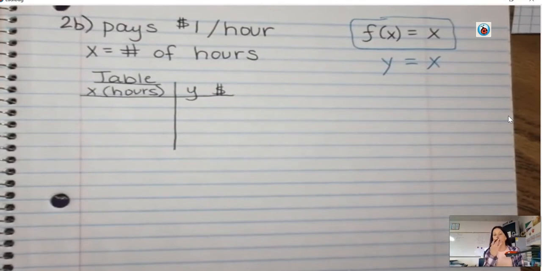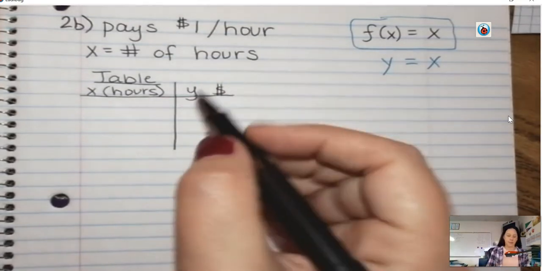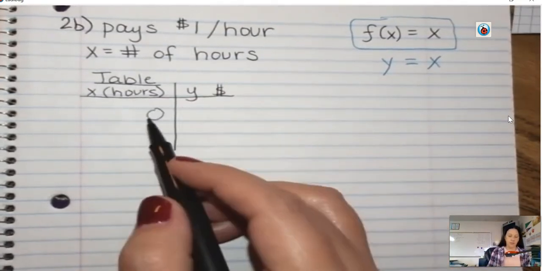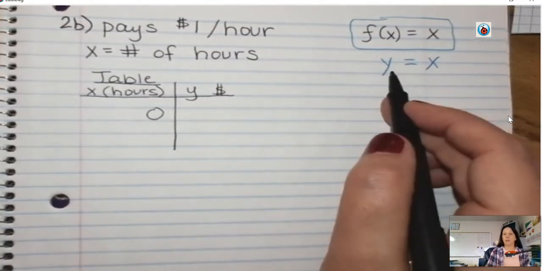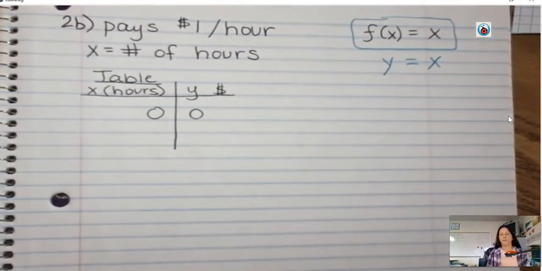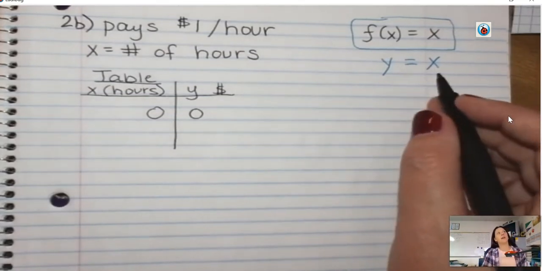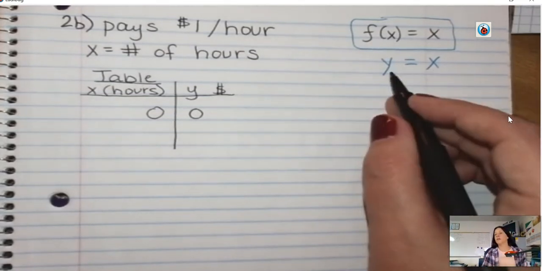Can she be open negative hours? That doesn't make sense. So we're going to start with 0. If she's open for 0 hours, she pays $0. Your equation is y equals x. So whatever you plug in for x, y is going to be the same number.